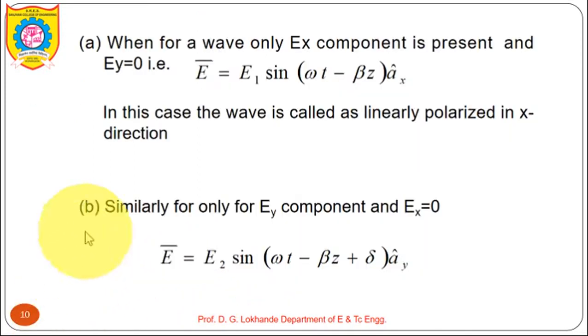So when for the wave only the Ex component is present and Ey is 0, then in this case the wave is called linearly polarized in the x direction. Similarly, if there is only the Ey component and Ex is 0, then it is called linearly polarized in the y direction.